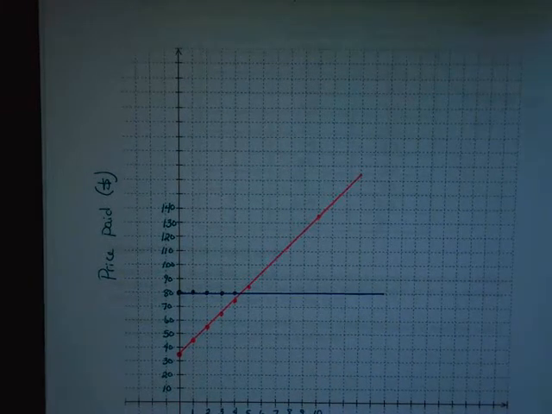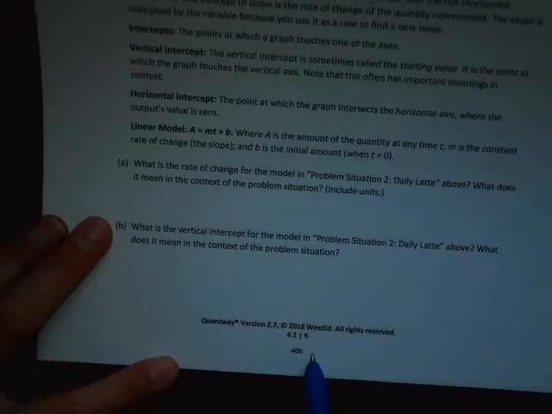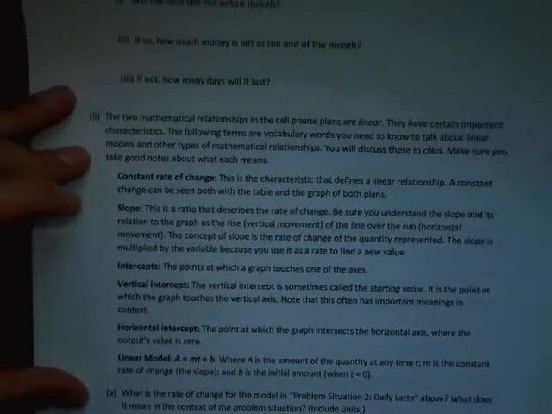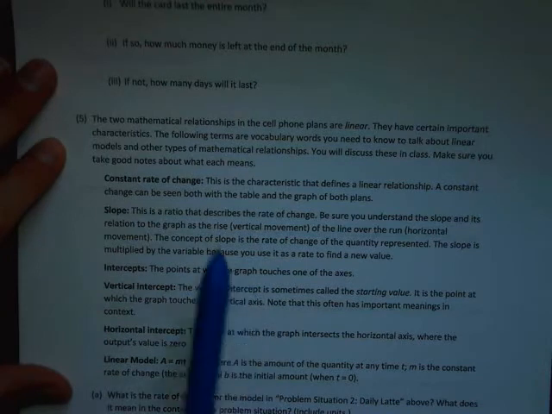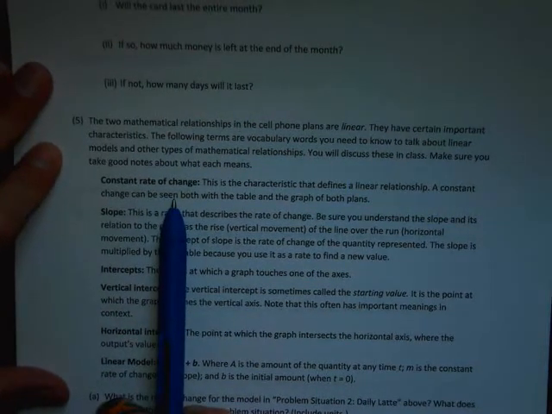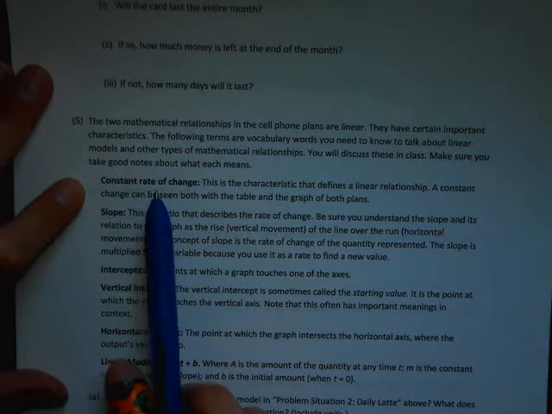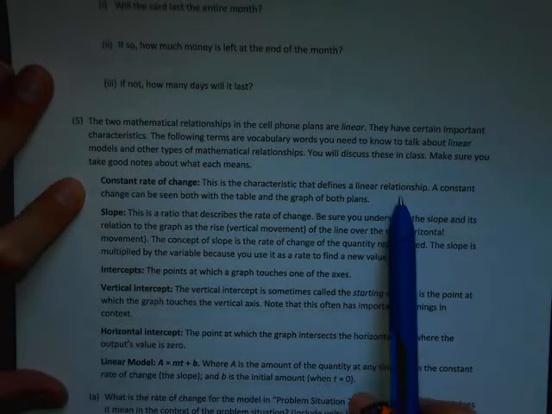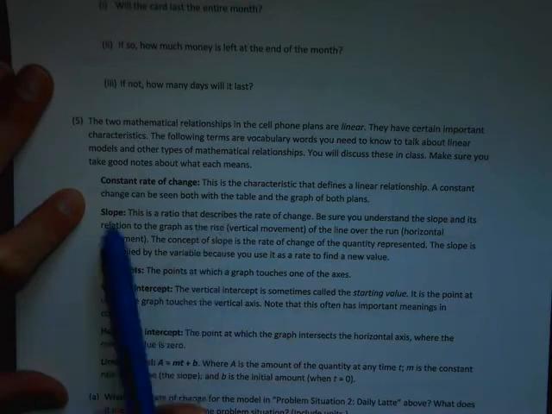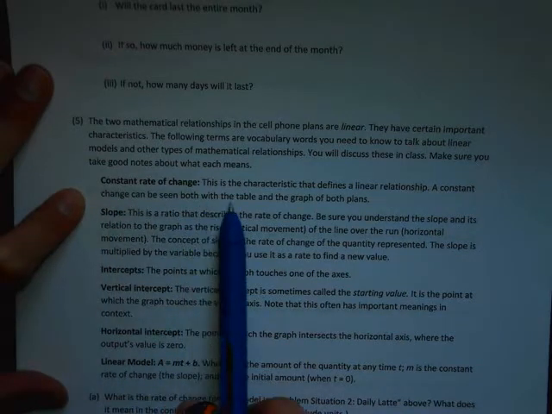All right, so before we do the next problem situation, I want to look ahead. If you made a copy of this, I'm looking ahead at page 466. These are the definitions that we need to get down for the final. A change, well, that's what we just did. A constant rate of change is what defines a linear relationship. It says a constant change can be seen both with a table and the graph of a line.